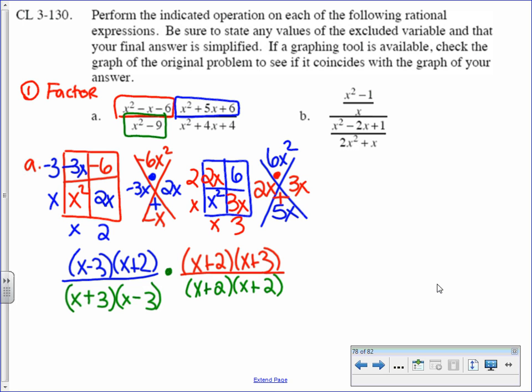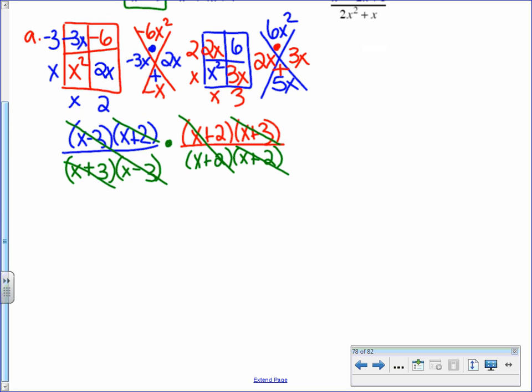At this point, I can look for giant ones. So I see a giant 1, x minus 3, x minus 3 cancels. I see a giant 1 here, x plus 2, x plus 2. I also see x plus 2 on top and in the bottom again, so I can cancel that again. And I have x plus 3 and x plus 3. So those all cancel out. Since everything's canceled out and everything was a 1, that I canceled out, my answer is actually 1 when simplified.